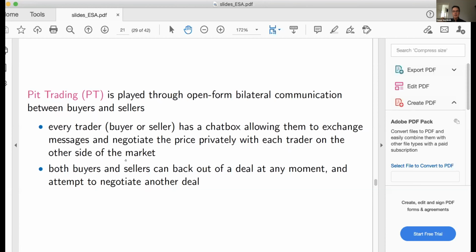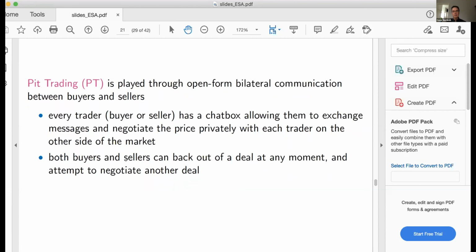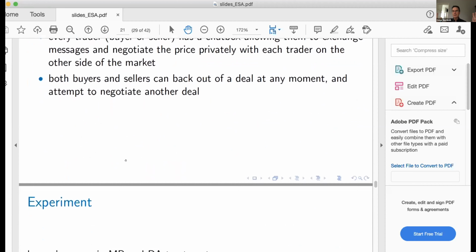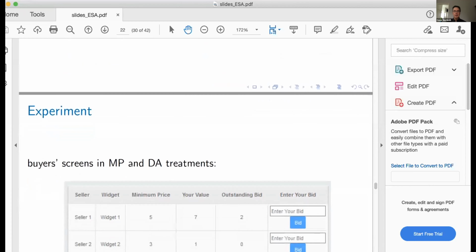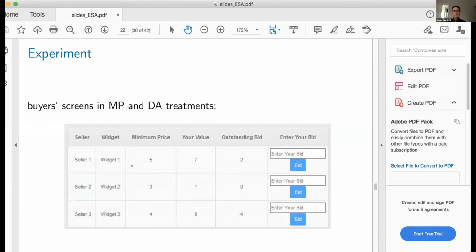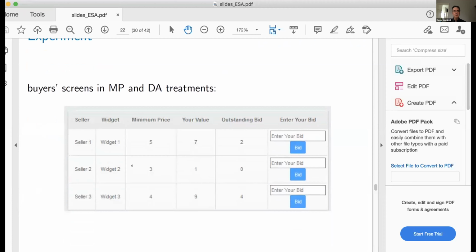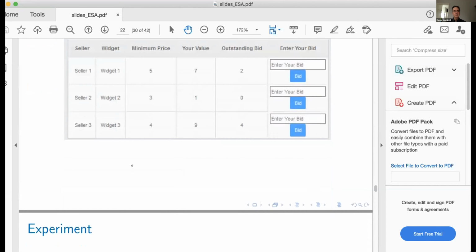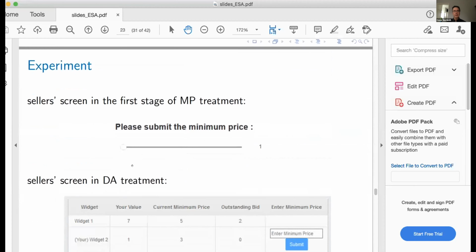So until the market closes, people can back out. So that's it. And the 3 treatments kind of resemble, in a way, things I have seen in the housing market. I'll skip the screens. They are kind of very standard.